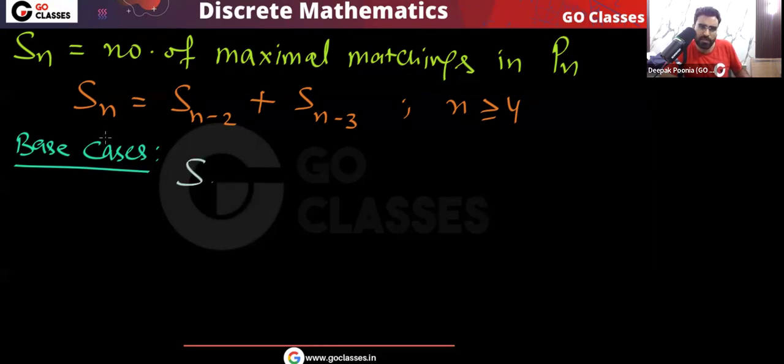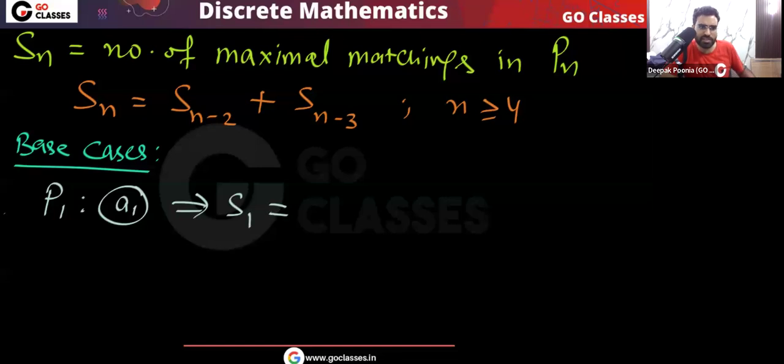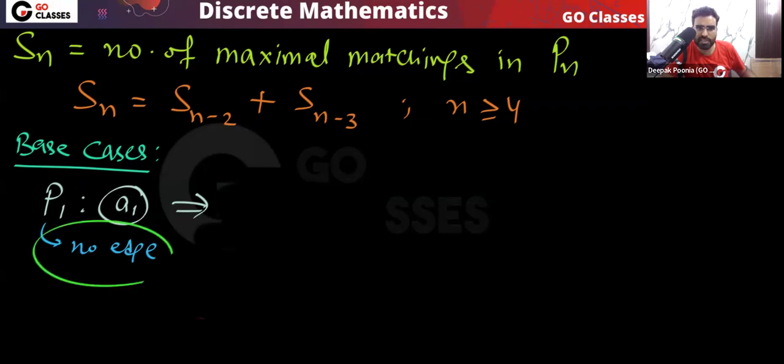What will be S1? Tell me, what will be S1? See, S1 means path graph on one vertex. This is path graph on one vertex. S1 is the number of maximal matchings in P1. So that only will be 1. This graph does not have any edge, because there is only one vertex. If there is no edge, then what maximal matching can you create? That will be the empty set.